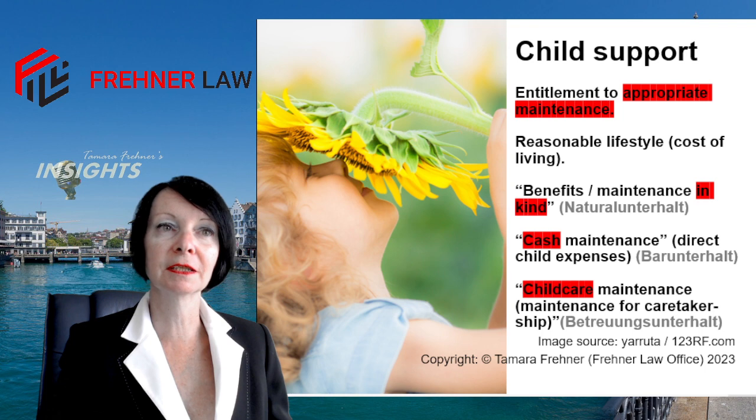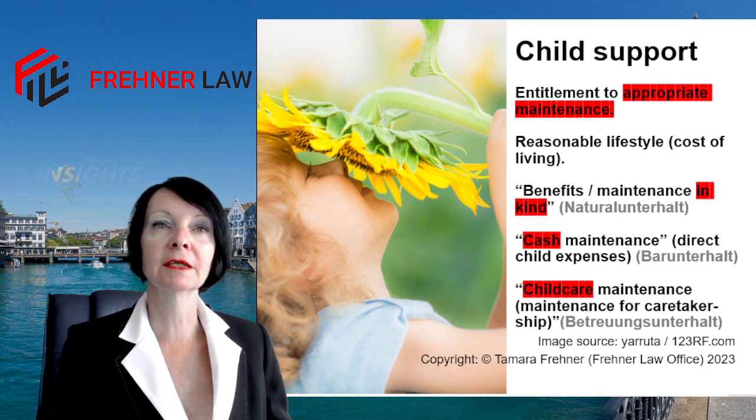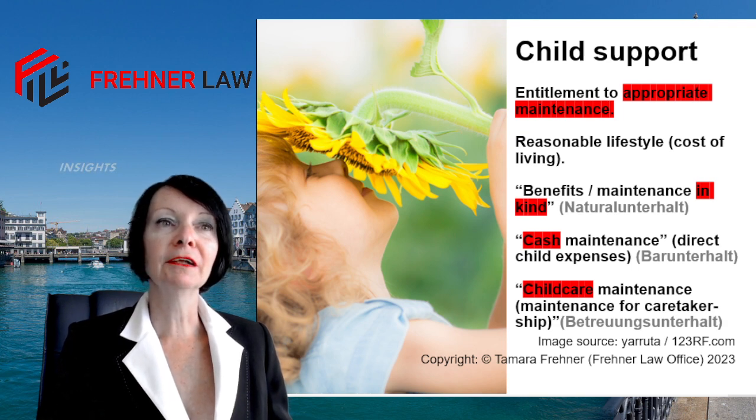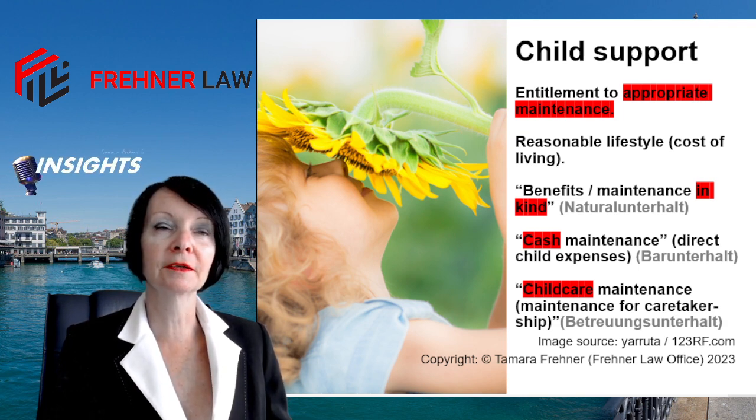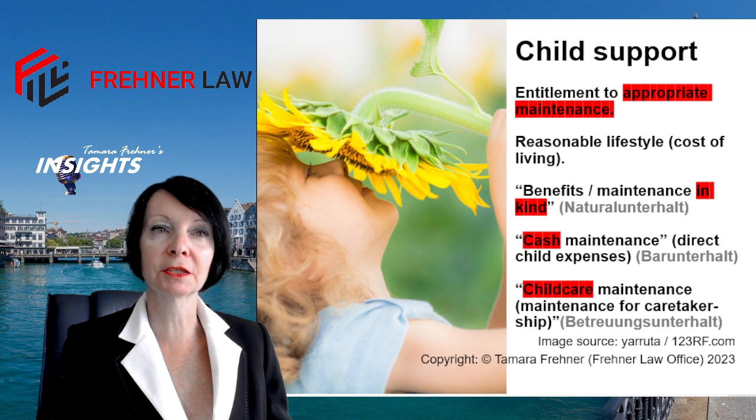Cash maintenance, in German Barunterhalt, means the cash expenses to provide the goods necessary for the child. This also includes third-party care expenses. Child care maintenance or maintenance for caretakership, in German Betreuungsunterhalt, means expenses incurred when a parent cares for a child. In the case of child support, care maintenance may be owed in addition to cash maintenance if one parent primarily cares for the minor.